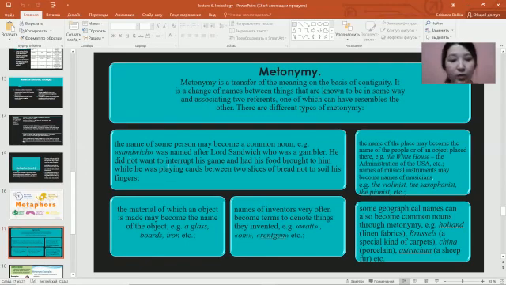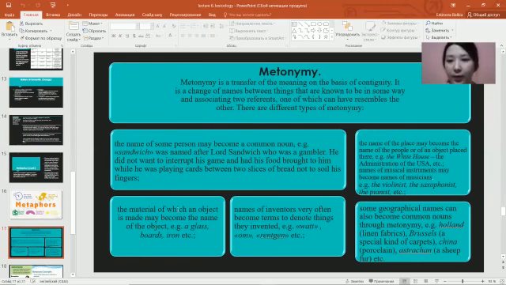He did not want to interrupt his game and had his food brought to him while he was playing cards between two slices of bread, not to soil his fingers. So sandwich was actually a name. The material of which an object is made may become the name of the object. For example, a glass. A glass is made of glass, and boards, iron, etc. Names of inventors very often become terms to denote things they invented. For example, watt was named after James Watt.